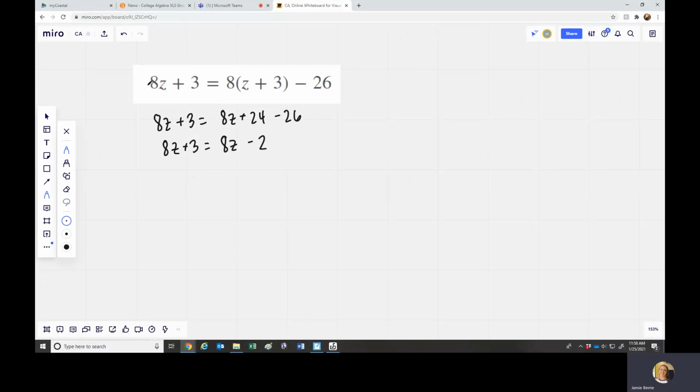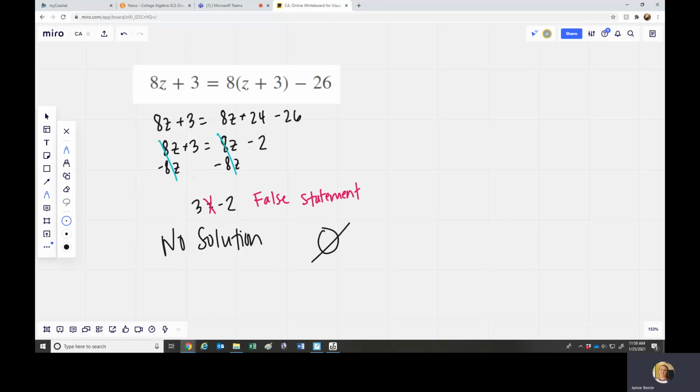All right, so move all your z's to one side. So I'm just going to move this 8z over. All right, what happens to the 8z's here? They cancel out, right, on both sides. And you're left with 3 equals negative 2. Now, is that a true statement? No, that is not a true statement. This is a false statement. So if you end up with something that's false like this, then you know that means that there's no solution. So no solution. And again, on the homework, they will use this symbol. It's like a circle with a diagonal line through it.